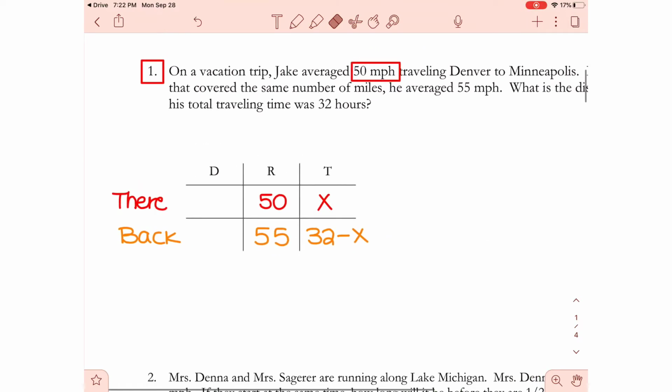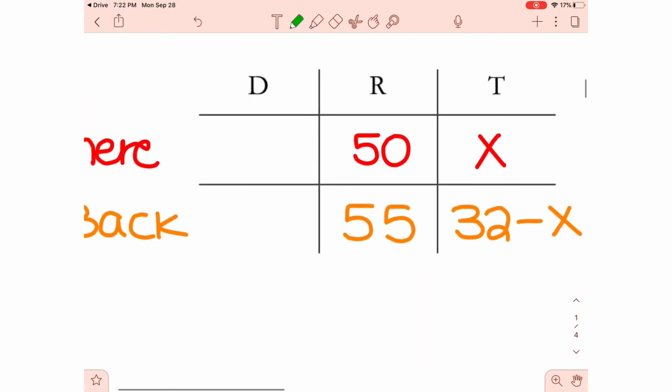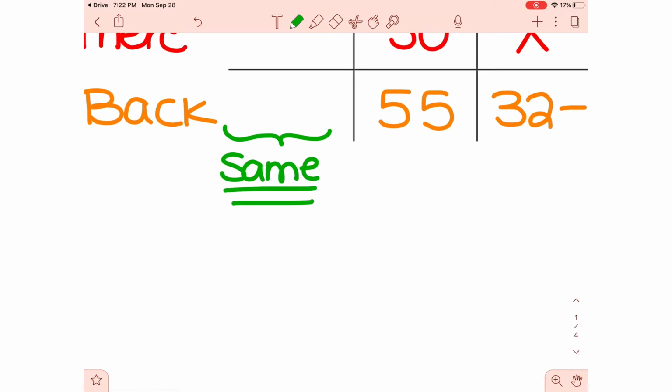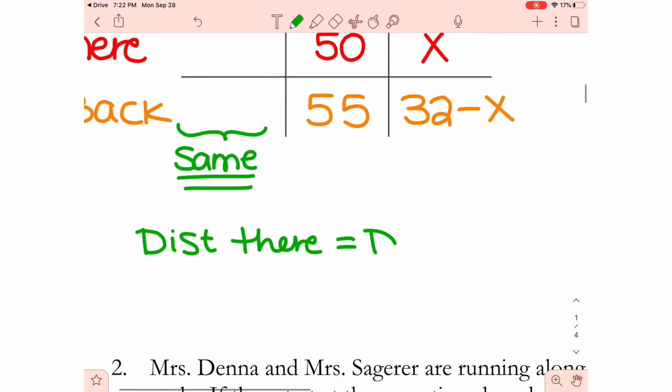All right? That's all we know right now, except for one extra fact that it covered the same number of miles. So we don't know what the distance is, but we know that it's the same. Okay, so for there and back problems, the distance there is exactly equal to the distance back.